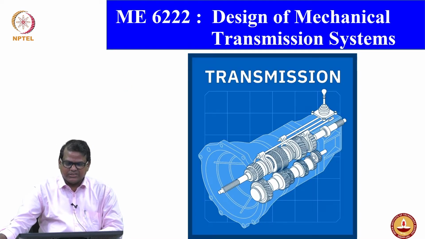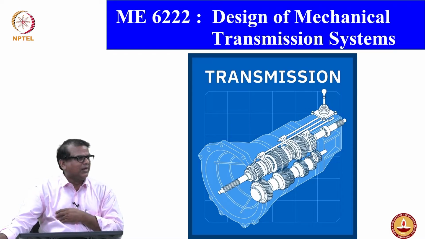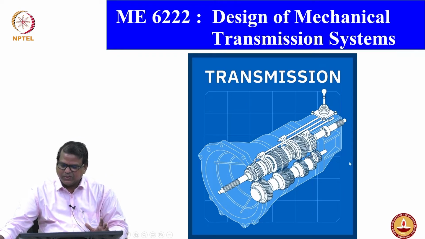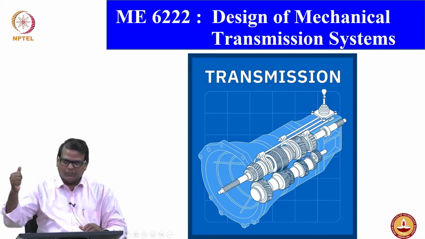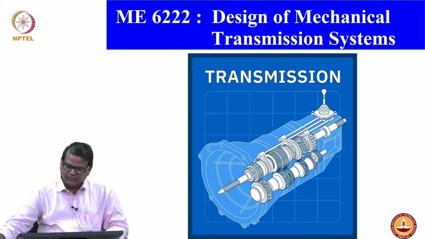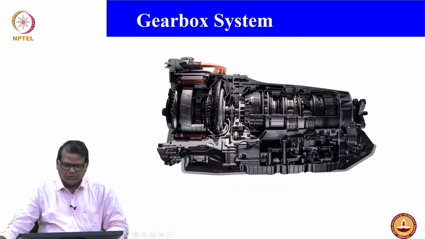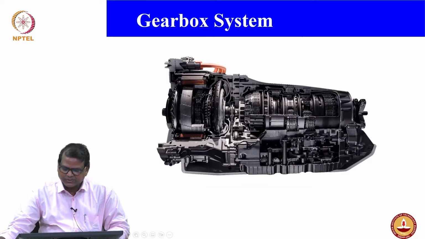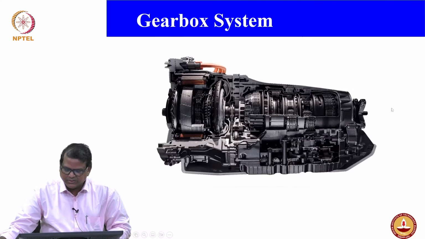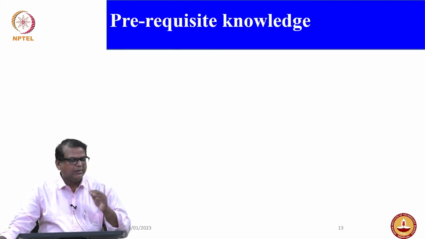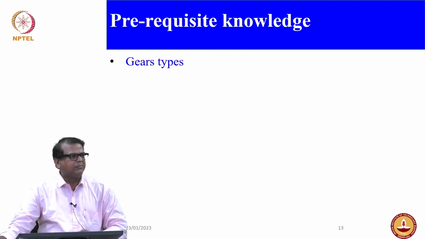So, design of mechanical transmission system. In this first system, we are going to discuss the gearbox system, and you could see this is the transmission. The entire gearbox is given, and this is the transmission with the gear selection mechanism. And you can see the very nice gearbox system, which comprises the flywheel to gearbox, and all these auxiliary units are given. And prerequisite knowledge before going to the gearbox system, you should be aware of the gear types.